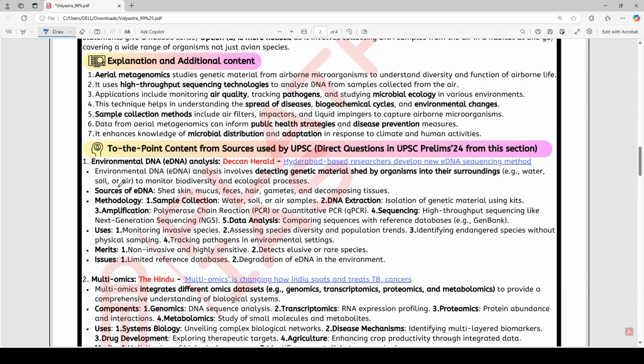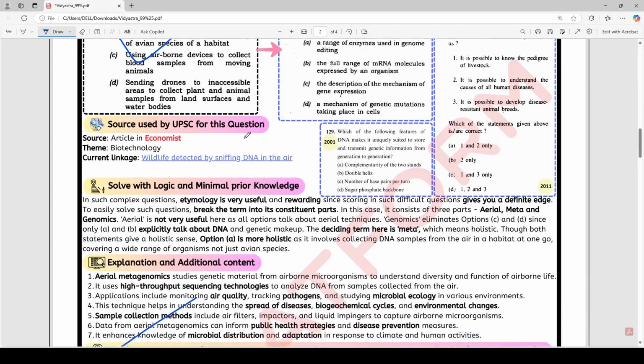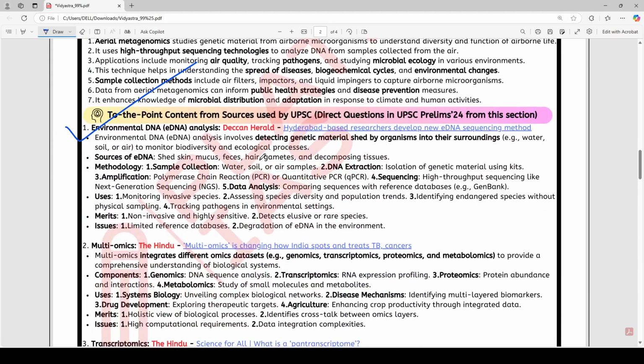So let us first start with environmental DNA analysis. UPSC has already asked a question in 2023 and in 2020 also. Okay, so what is environmental DNA analysis? DNA analysis, if you need to understand, we acquire DNA from any organism and we analyze it. There are different steps to it, like sample collection, DNA extraction, amplification, sequencing, data analysis.